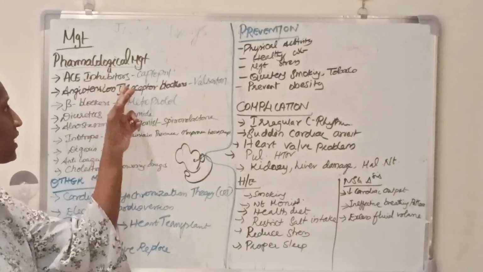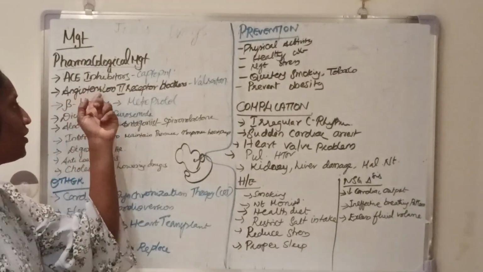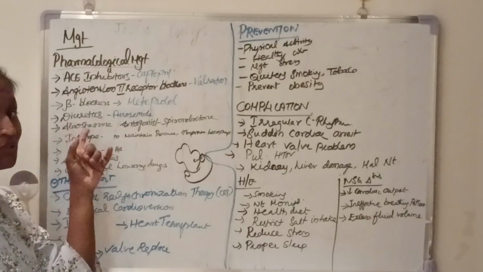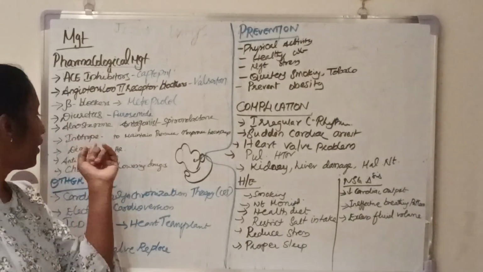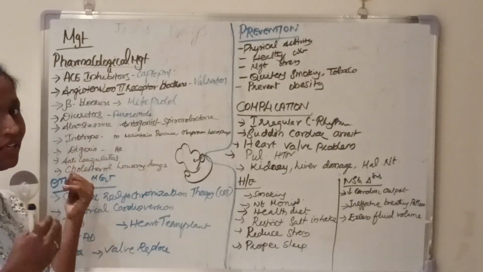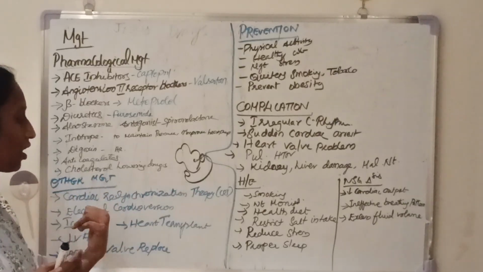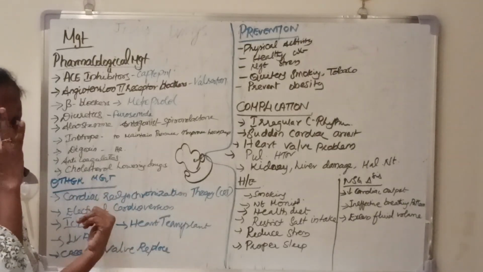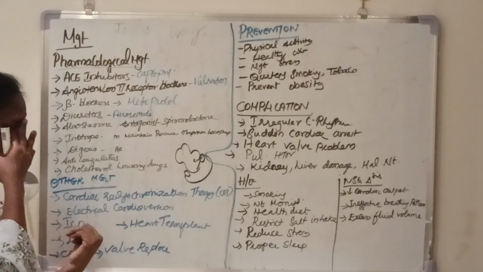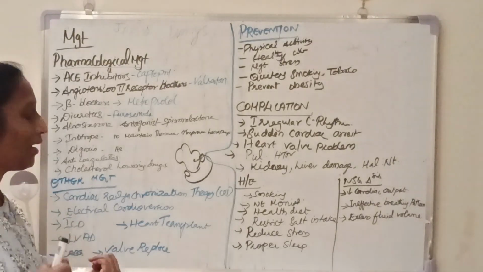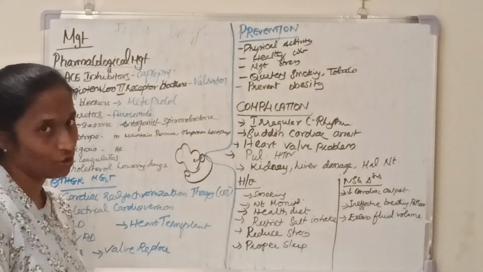Pharmacological management: ACE inhibitors we have to administer, angiotensin 2 receptor blockers, beta blockers, diuretics, aldosterone antagonists, and then inotropes, digoxin, anticoagulants, and cholesterol lowering drugs. Other management: CRT therapy, electrical cardioversion, LVAD, and ICDs, and then we have to go with the surgical management of CABG, valvular replacement, and heart transplantation.